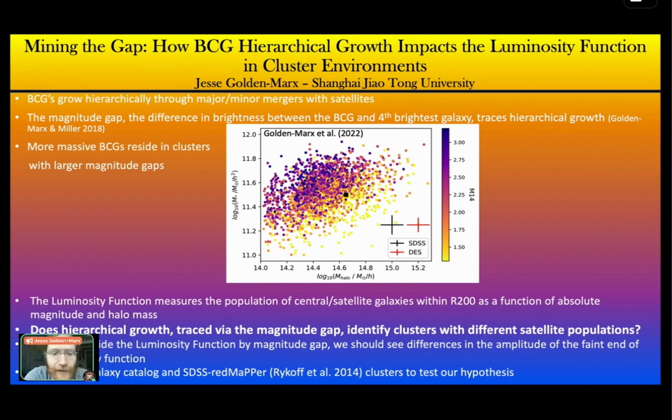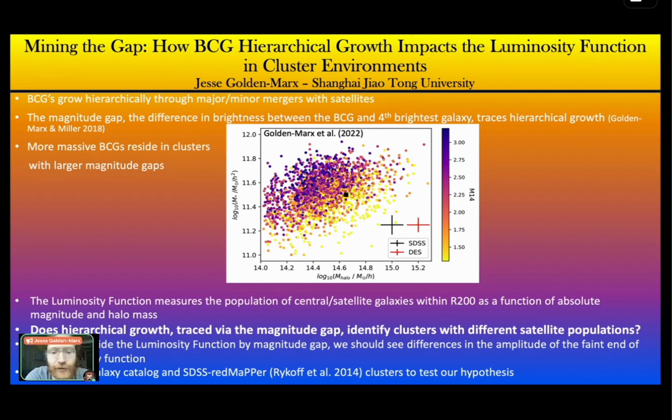And it exists in such a manner that when you plot the stellar mass halo mass relation, you see that at a fixed halo mass, as you increase in stellar mass, you similarly increase in magnitude gap, such that more massive BCGs reside in clusters that are characterized by a larger magnitude gap.